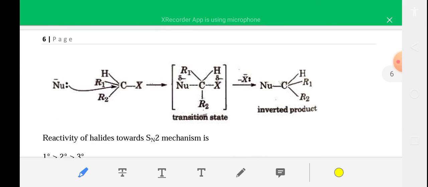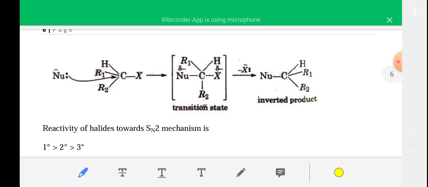Now see how the SN2 reaction proceeds. It is a single-step reaction. The nucleophile attacks from the backside of the substrate, and the leaving group, the halogen atom, is removed from the substrate. This is a single-step reaction, and this is a transition state, a highly energetic state.